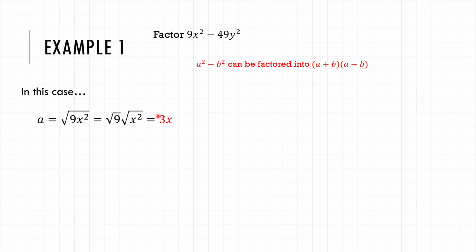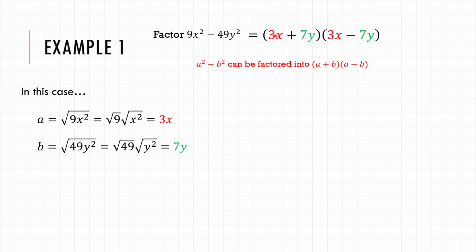The square root of 9 is 3. And x squared square rooted, well, these two will cancel each other out to just give me x. Very similarly, 49y squared, all square rooted. 49, the square root of 49 is 7, and the square root of y squared is y. So this is my value for a. This is my value for b. And therefore, this very easily factors into a plus b times a minus b.